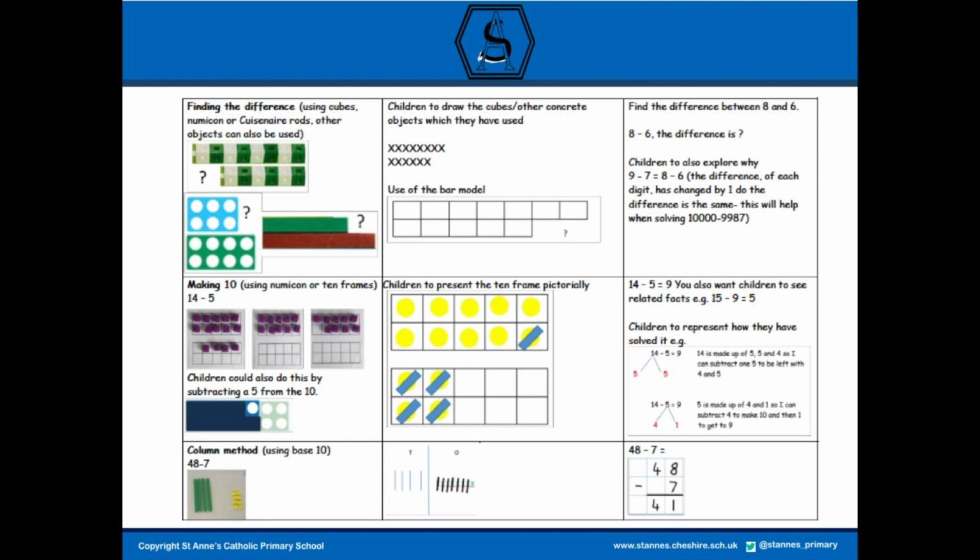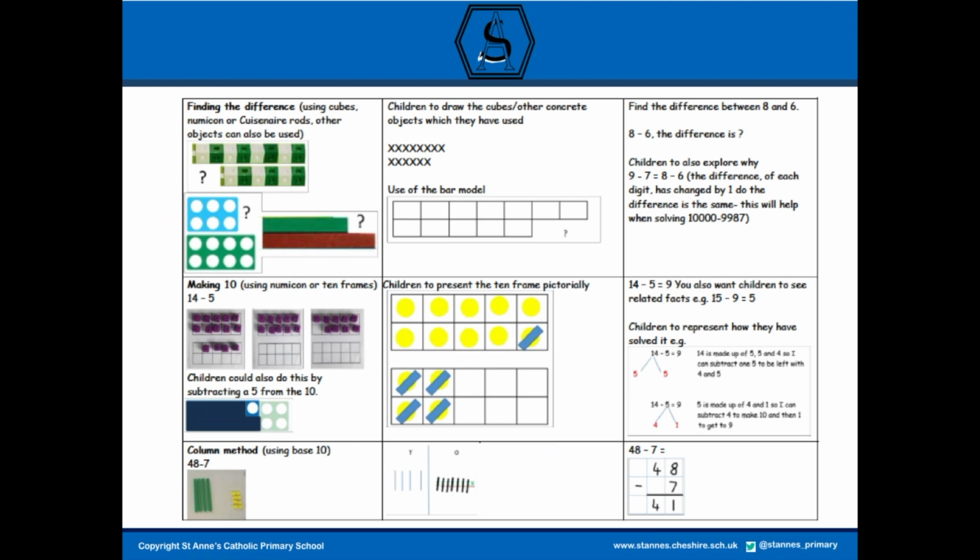5 equals 9. You also want the children to see related facts, so 15 subtract 9 equals 5. You could use the part-whole model here, and they need to be able to explain how they've done it. So here it says 14 subtract 5 equals 9.